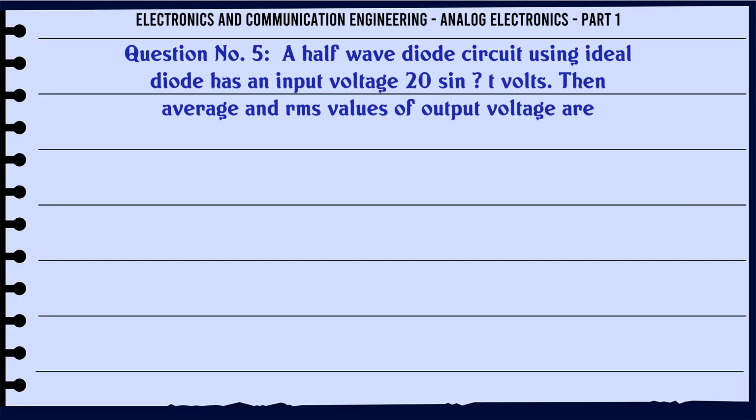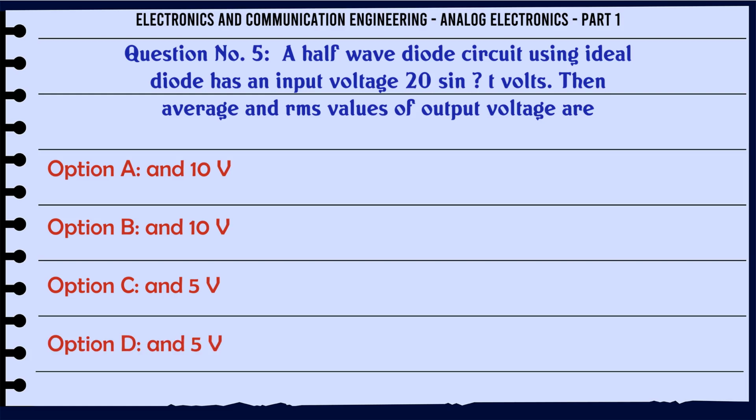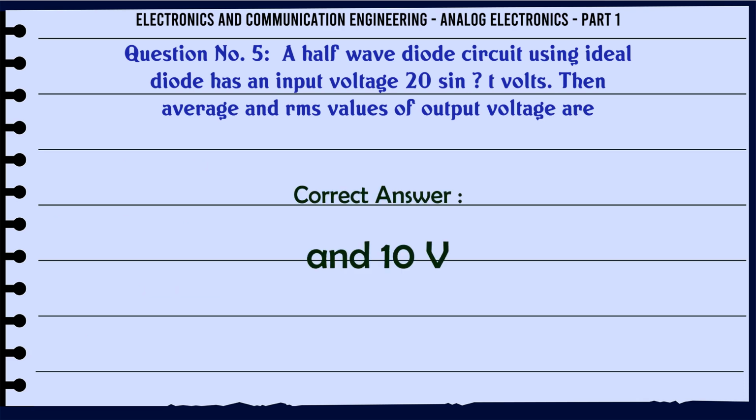A half-wave diode circuit using ideal diode has an input voltage of 20 sin ωt volts. Then average and RMS values of output voltage are A. 20/π and 10V, B. 10/π and 10V, C. 20/π and 5V, D. 10/π and 5V. The correct answer is 20/π and 10V.